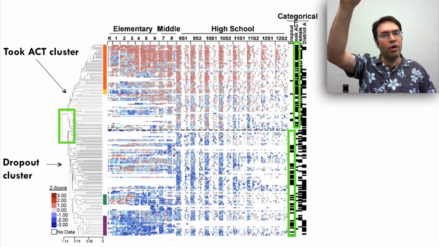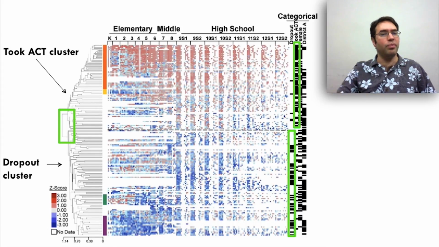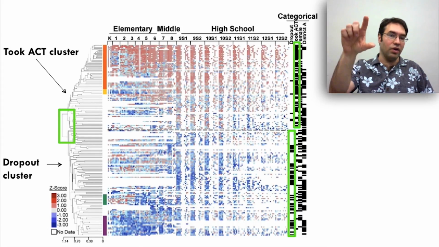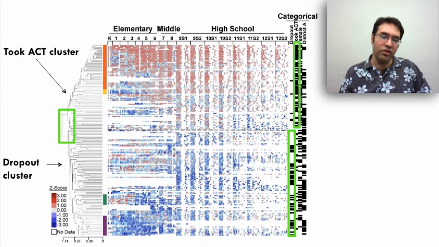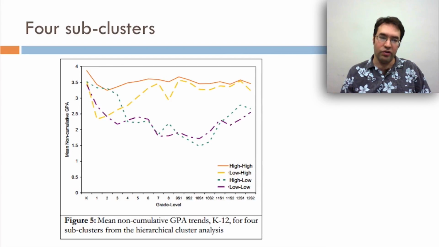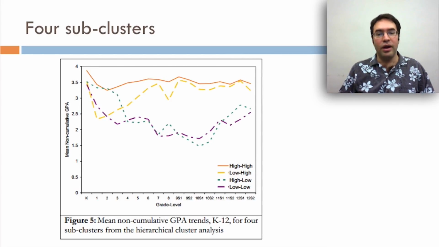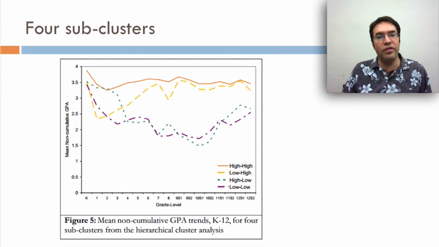You'll also notice four bars on the left, just between the clustering and the grades starting. An orange bar, a yellow bar, a green bar, and a purple bar. Now these represent four subclusters, which are shown in this graph again. In this graph, it shows the trend of each of these four groups in their non-cumulative grade point average. So how well were the students doing?